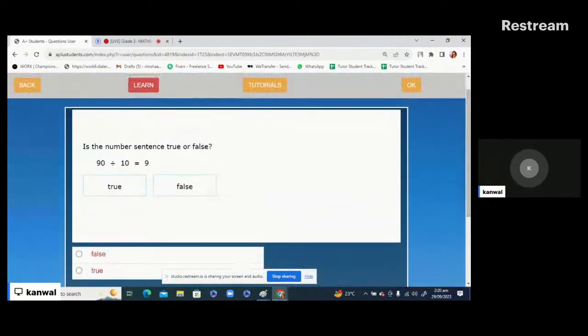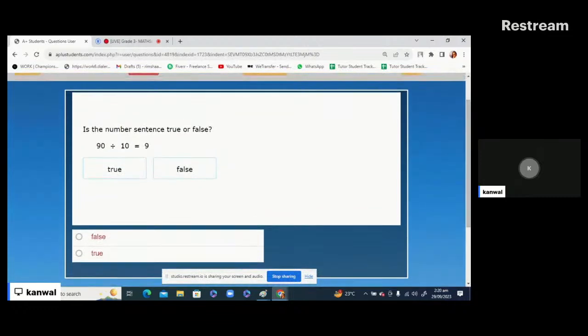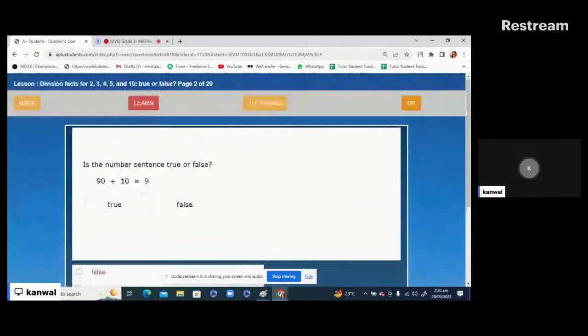Is the number sentence true or false? 90 divided by 10 is equal to 9. Okay, good. This is also true. Well done.